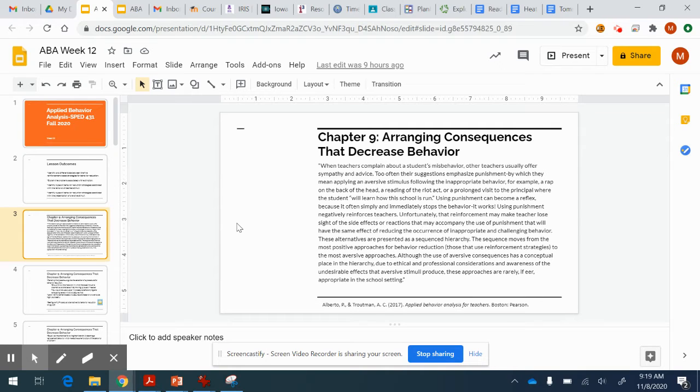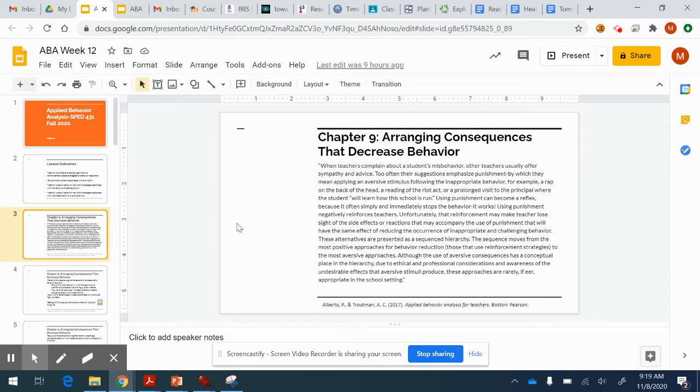So chapter 9, arranging consequences that decrease behavior. When I started planning for this chapter, the whole first paragraph really stood out to me as kind of an aha and kind of a good summary about this chapter. So I wanted to put this all into words here because I think it's important not to leave any of it out.